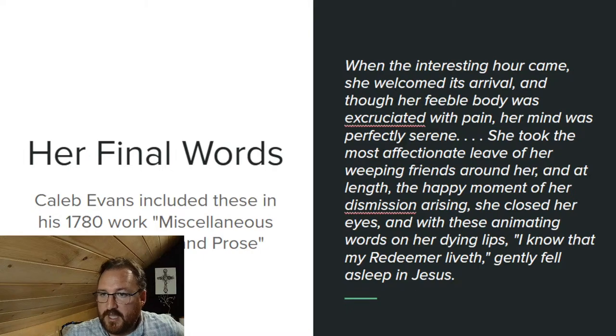He says, "When the interesting hour came," meaning her death, "she welcomed its arrival. And though her feeble body was excruciated with pain, her mind was perfectly serene. She took the most affectionate leave of her weeping friends around her, and at length, the happy moment of her dismission arriving, she closed her eyes, and with these animating words on her dying lips, 'I know that my Redeemer liveth,' gently fell asleep in Jesus."